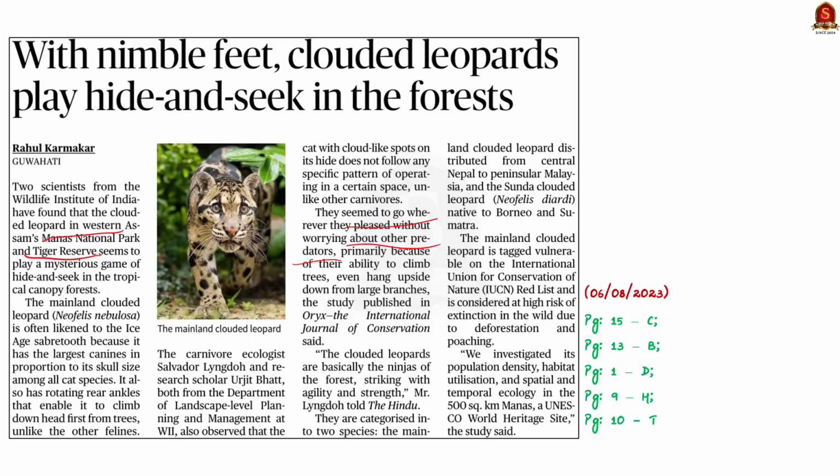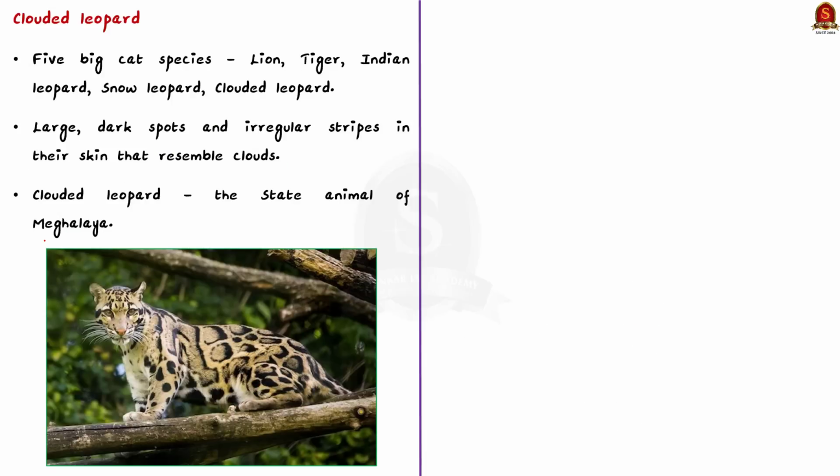In this context, let us discuss clouded leopards, their habitat distribution, threats to their survival and conservation efforts taken to protect them. See, India is the only country to have 5 big cat species. They are lion, tiger, Indian leopard, snow leopard and clouded leopard.